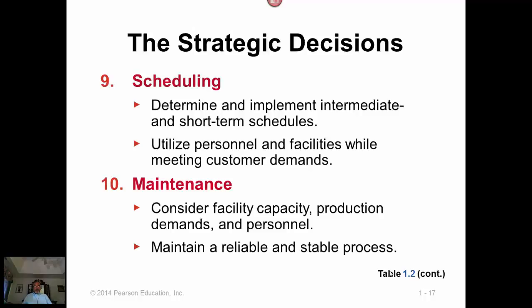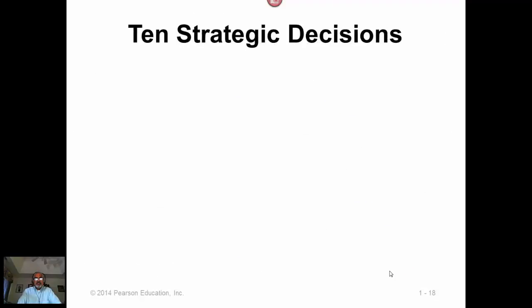And scheduling, okay, when to produce, what to produce, in what quantities to produce. And maintenance of the facility, which is production facility, to make sure that the production facility and the capacities are available when we need those capacities. So these are the 10 strategic decisions.